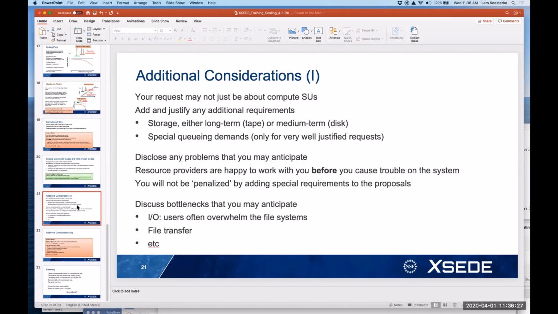You have to add and justify additional requirements. The first one that comes to mind is, of course, storage, and that can be either long-term on tape or medium-term on disk. And you just have to say how much data you are producing, for how long do you need it for an analysis.